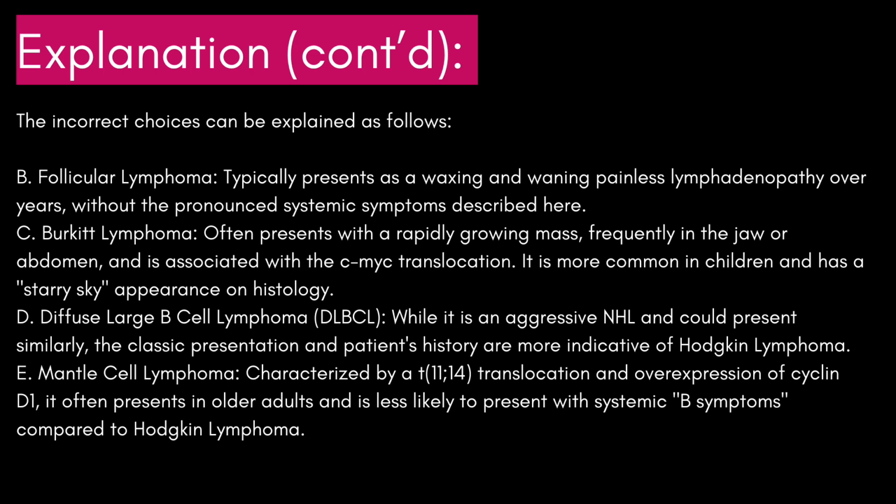D, Diffuse large B-cell lymphoma, DLBCL. While it is an aggressive NHL and could present similarly, the classic presentation and patient's history are more indicative of Hodgkin lymphoma. E, Mantle cell lymphoma, characterized by a t(11;14) translocation and overexpression of cyclin D1. It often presents in older adults and is less likely to present with systemic B symptoms compared to Hodgkin lymphoma.